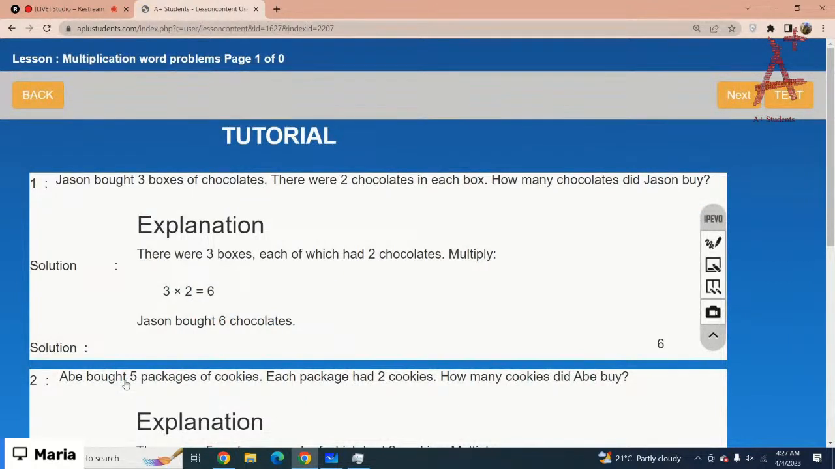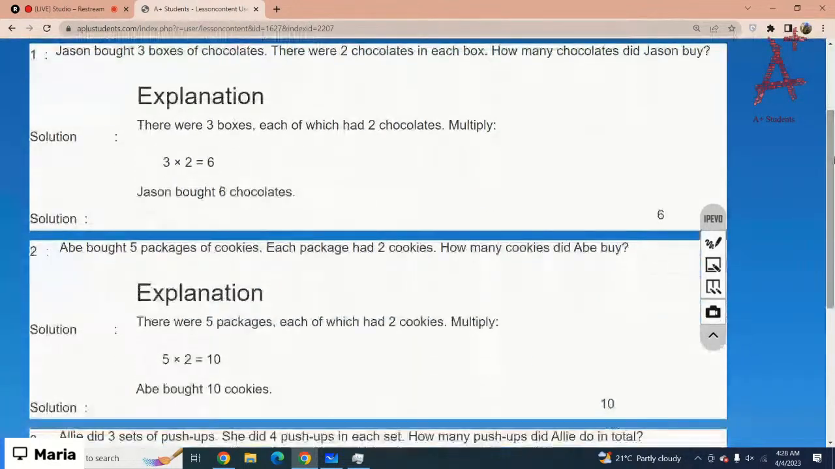Okay, let's start with the first example. Jason bought 3 boxes of chocolates. There were 2 chocolates in each box. How many chocolates did Jason buy? So you need to calculate the total chocolates he bought. So he bought 3 boxes, and in each box he has 2 chocolates. So basically you need to do 3 times 2. 3 times 2 is 6. So the correct option is 6.